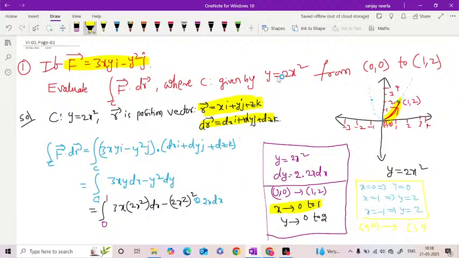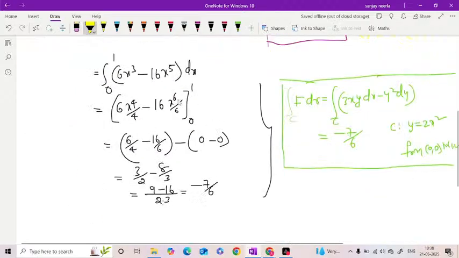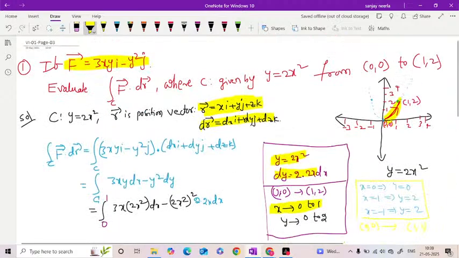How can you modify it? It has given some curve. The curve is y is equal to 2x square. So based on this curve, you just have to convert into either the y variable or the x variable. In this problem we are converting into the x variable. That means in place of y I am taking 2x square, in place of dy I am writing 2 into 2x dx, and the limits you have to take are 0 to 1. So just substitute. After substituting, this is now the total in terms of the x variable. Just do the normal integration, we will get minus 7 by 6. So this is the first question.